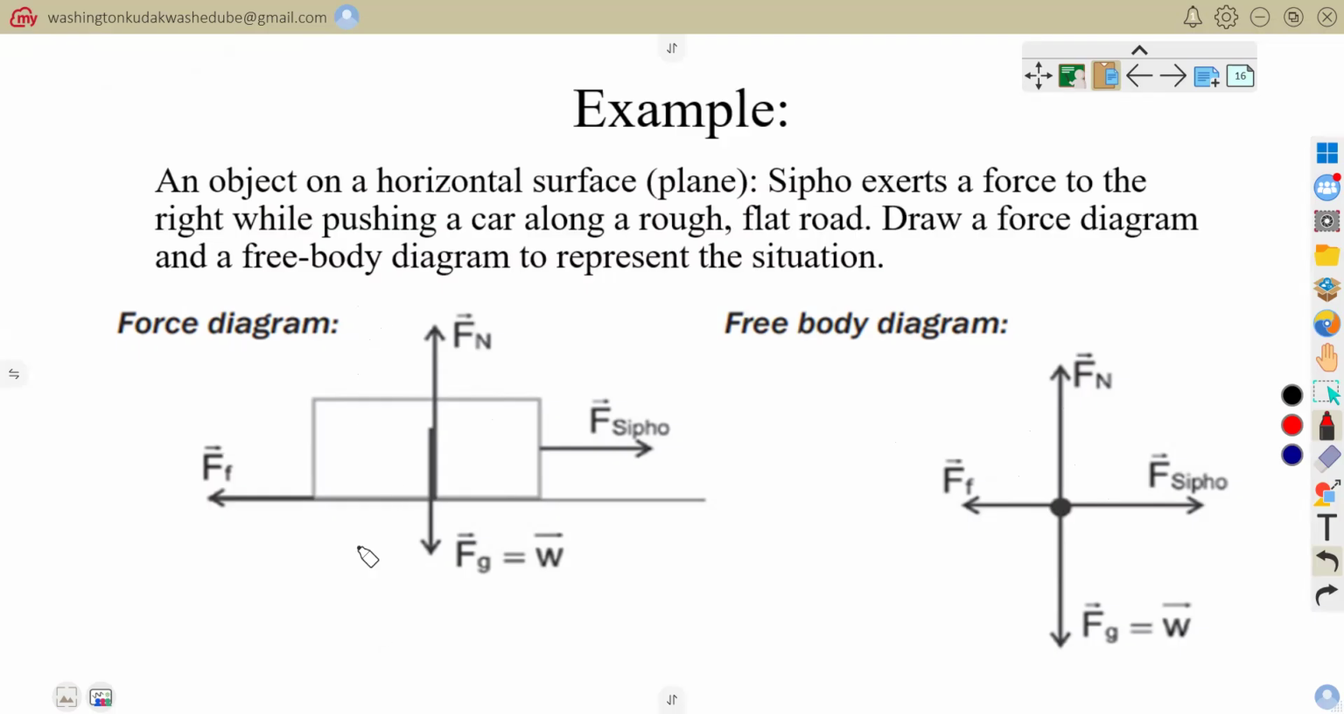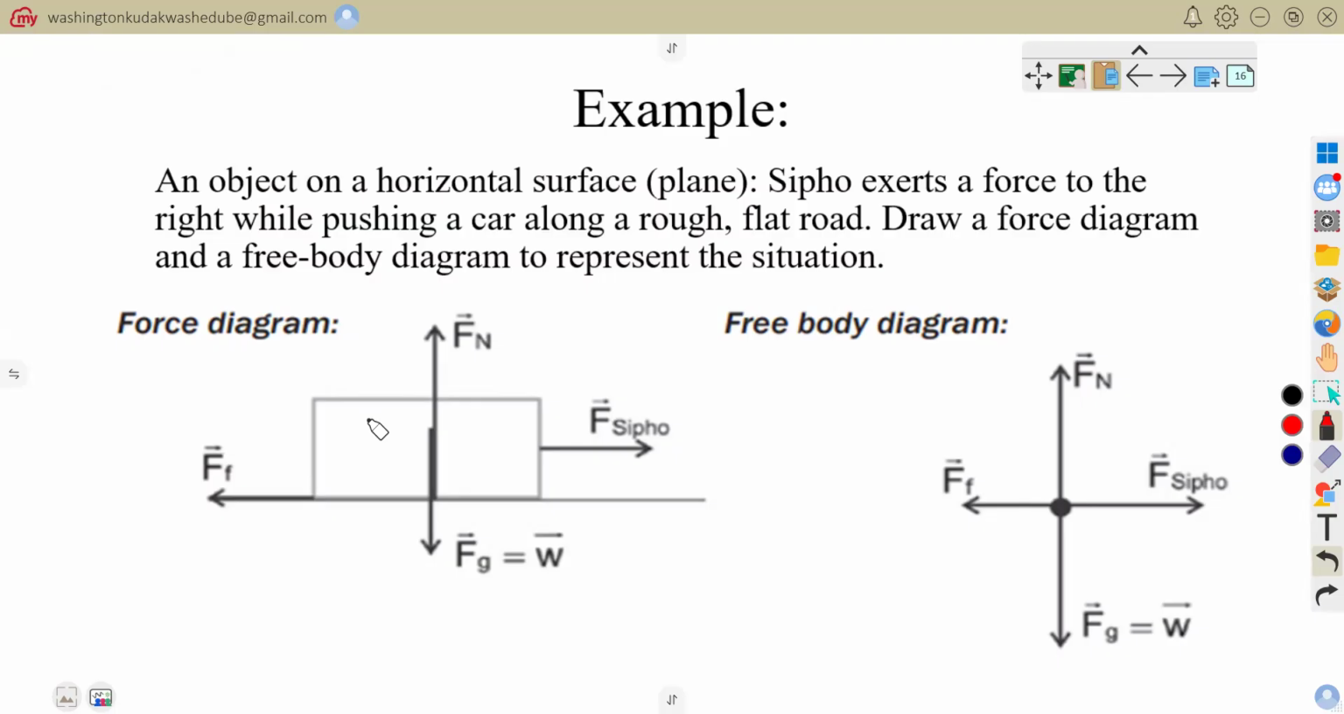So this marks the end of our second lesson. Just as a recap, we have done Newton's laws. We have defined Newton's first law, Newton's second law, Newton's third law, and Newton's law of universal gravitation. And then we have determined how we represent different forces acting on an object using force diagrams and free body diagrams.